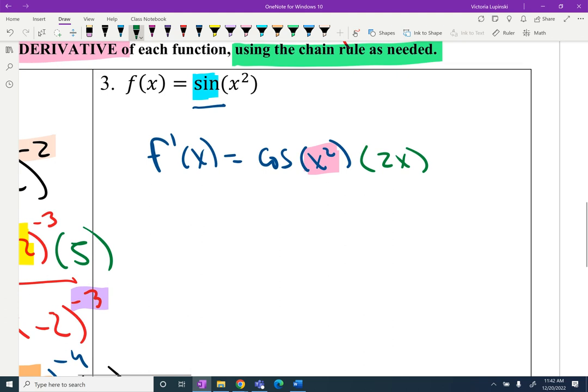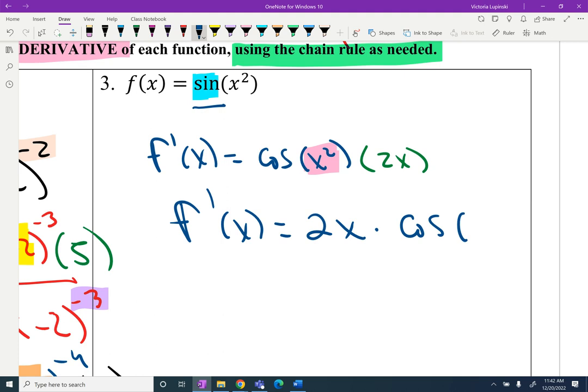You could leave it like this, although based on what we've been doing, we've mostly been putting the x's in the front. So again, if you want to just rewrite this, this would be 2x times the cosine of x squared. So take a minute to look at that. Does it make sense? Any problems, any questions, any issues?